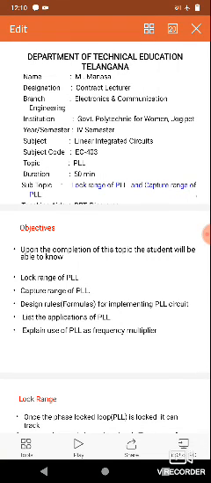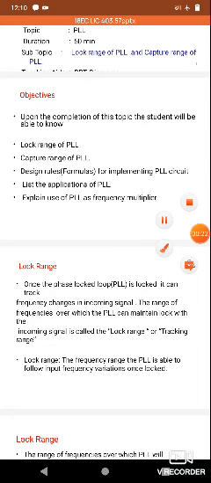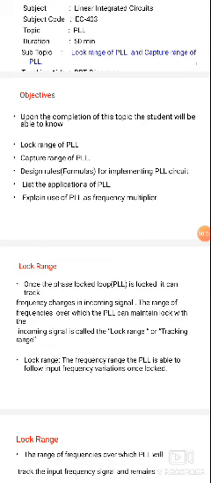Everyone, today's class is lock range of PLL, capture range of PLL, design rules or formulas for implementing a PLL circuit, and the list of applications of PLL circuit.